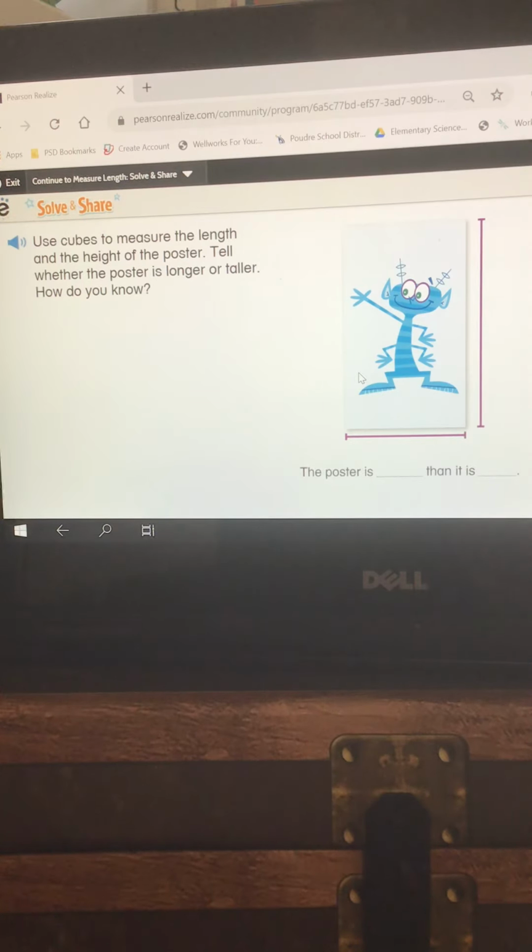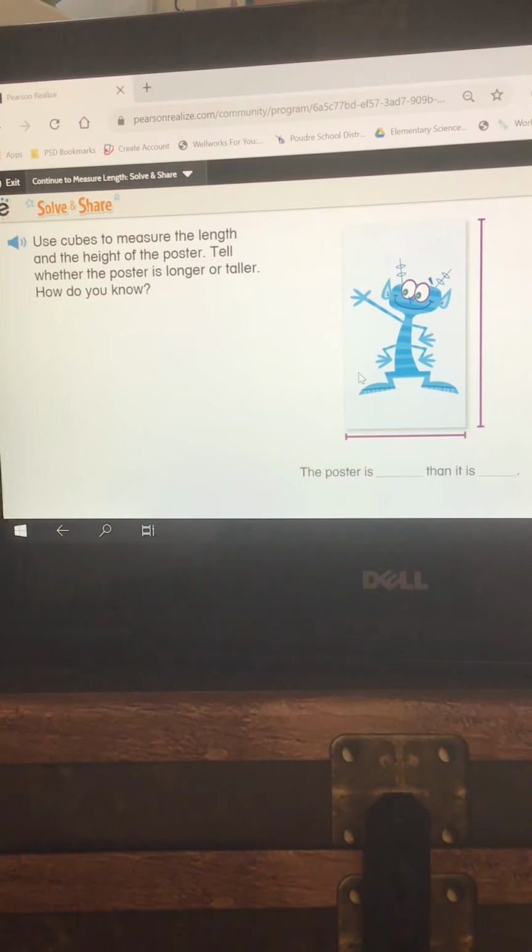Now my poster has two purple lines on it. One line tells the length and one line tells the height. Now, if I ask you how tall are you, do you measure across your body? Or do you measure from your feet to your head? So how tall you are is your height, and you would measure from your feet to your head.